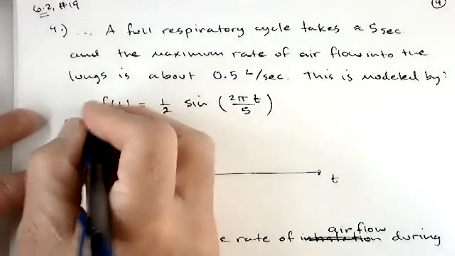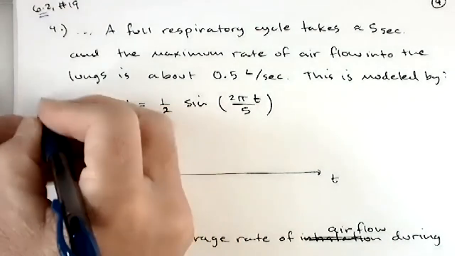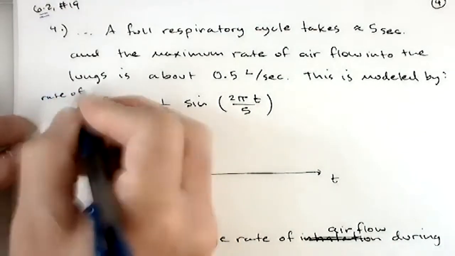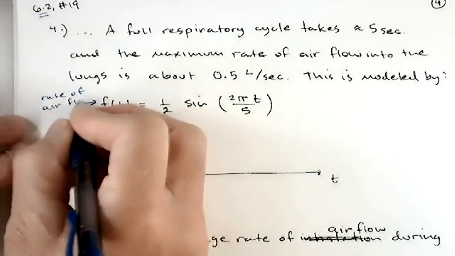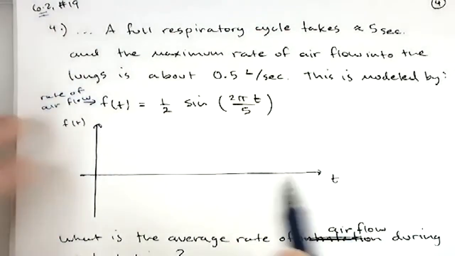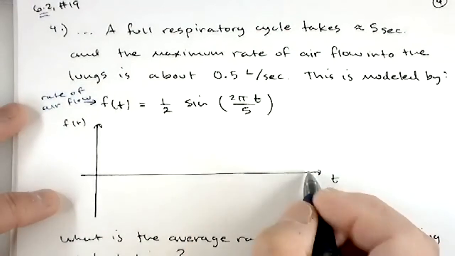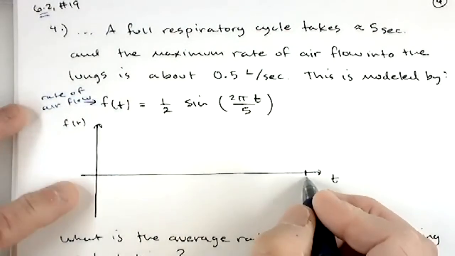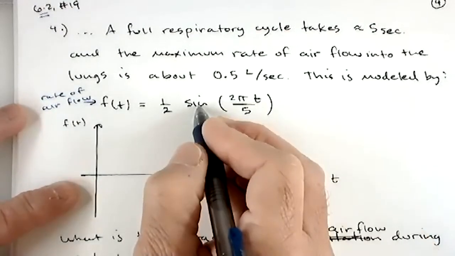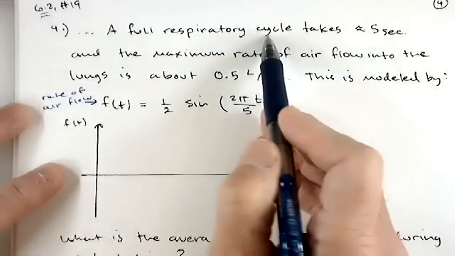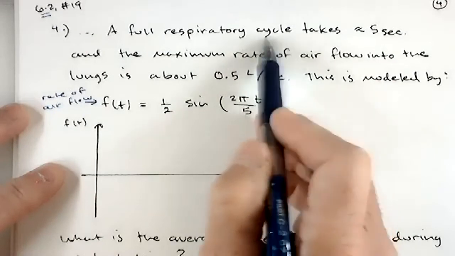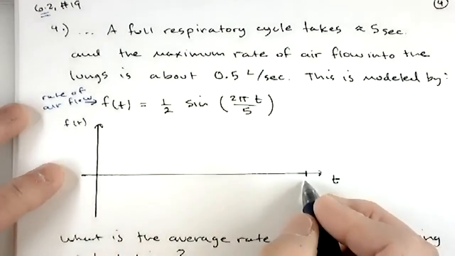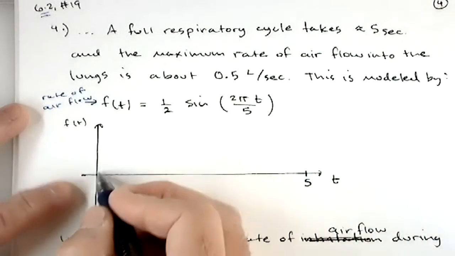F of t is your rate of airflow in liters per second. And what I wanted to show you is some of this stuff, this equation right here, it's a sine graph. And they told us that a full respiratory cycle takes 5 seconds. So we have a sine graph that we want to end at 5, right?